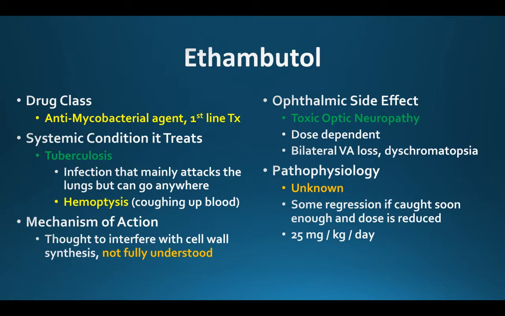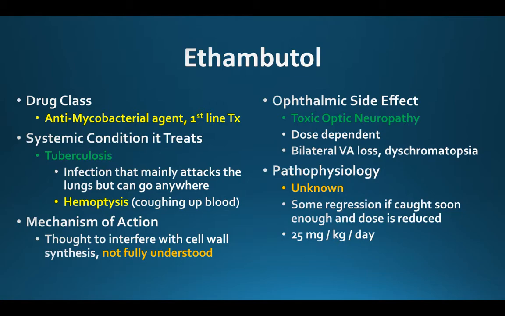synthesis of the mycobacterium. The specific side effect is toxic optic neuropathy, and for these toxic neuropathies, they're all going to be dose dependent, and they're going to be bilateral, so they're going to cause decreased vision in both eyes, and they're going to cause some color vision changes, specifically some blue-yellow color changes, and the color changes are just called dyschromatopsia.